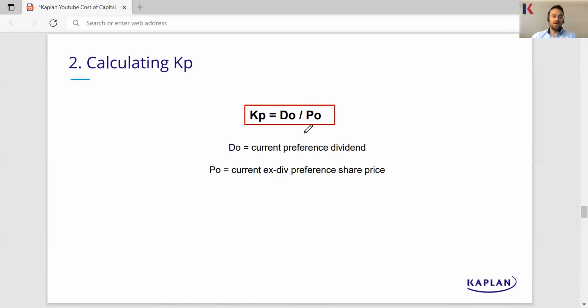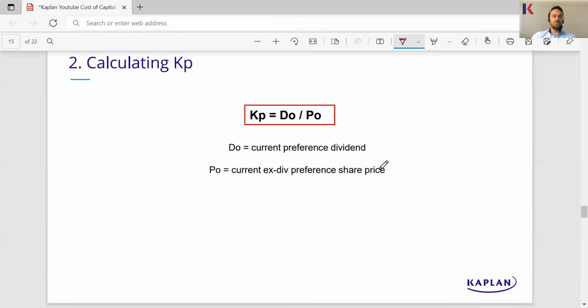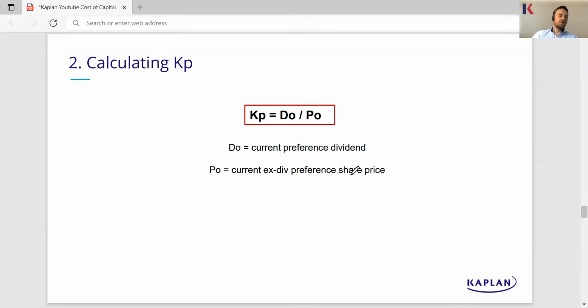It is pretty much the same formula as the KE formula using DVM, but just without the g. So yes, it's a similar concept. And all we're saying is, look, if we get a 5p dividend and the shares are worth £1, that's going to be a 5% return. Companies don't get tax relief on preference dividends, so don't times it by 1 minus T. You just leave it like that and job done. So hopefully nice and straightforward.